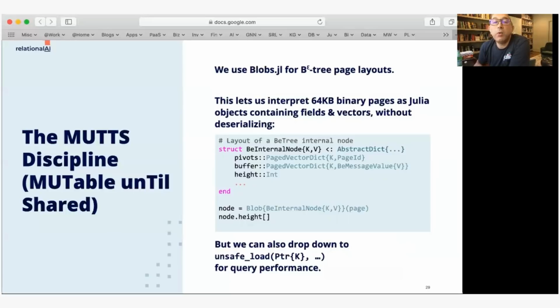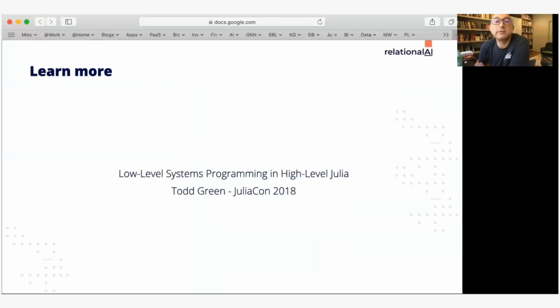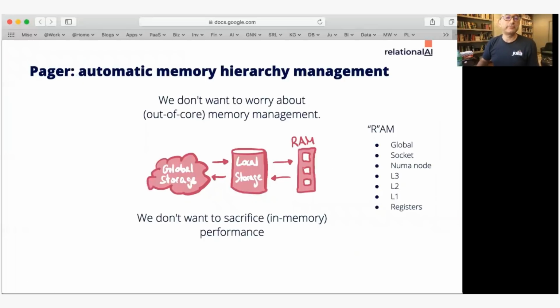Blobs.jl defines custom getField and setField methods. So when we write node.height, that gets compiled into a dereference of a pointer to the height field in the page image. And when we need fast performance for queries, we can get raw pointers to vector data in the page and emit code that's very competitive with C and C++. Okay, if you want to learn a little bit more about this, check out Todd Green's talk at JuliaCon 2018, where he talks about low-level systems programming and high-level Julia.